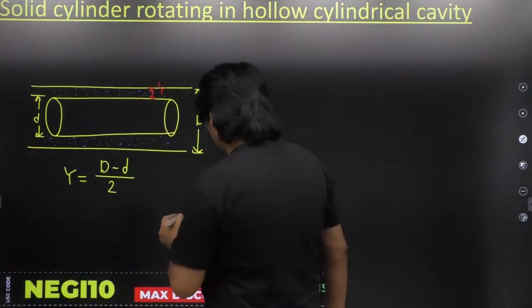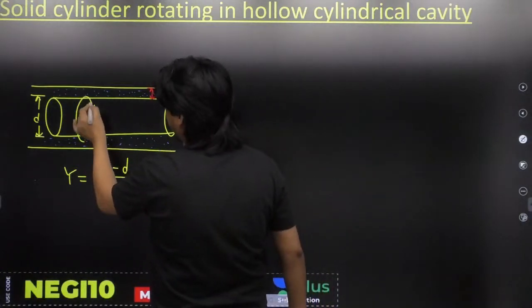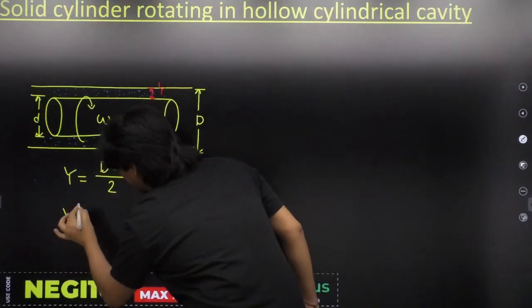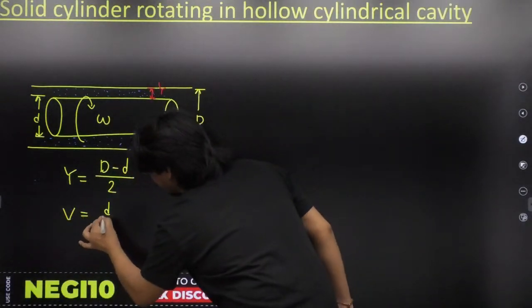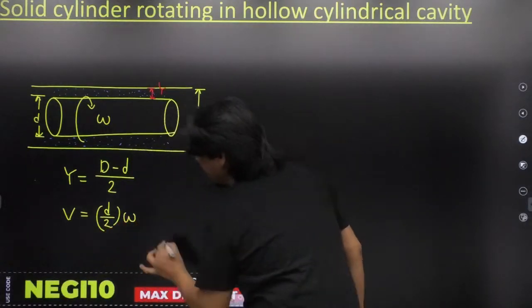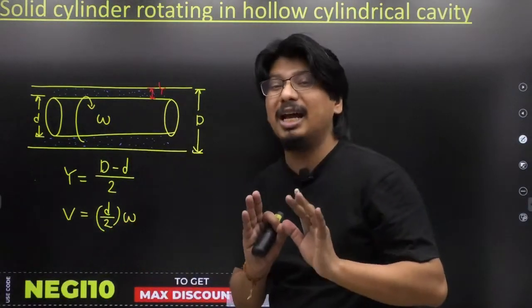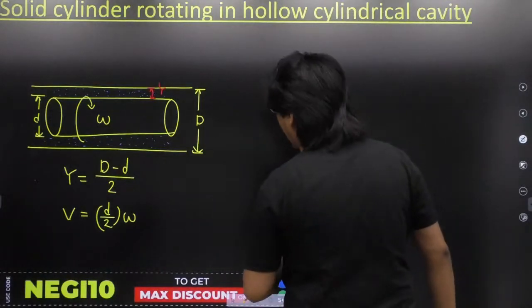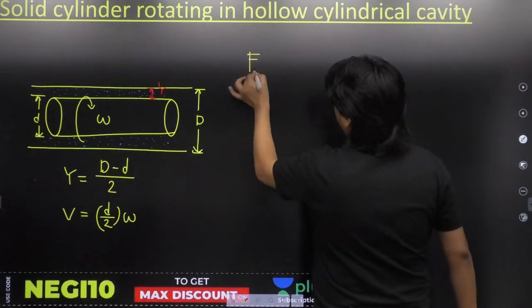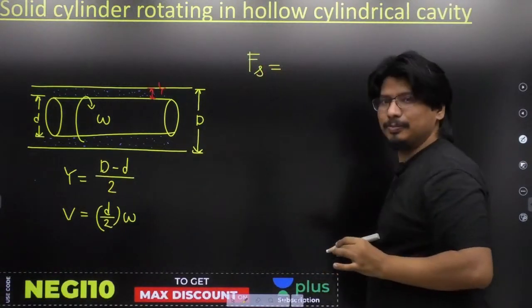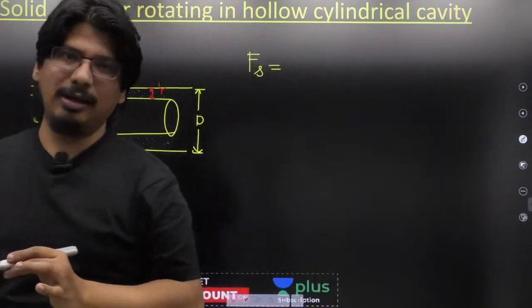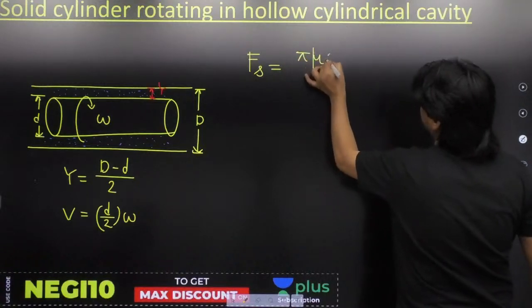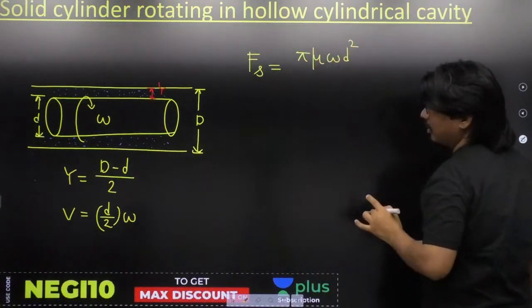Now let us suppose this cylinder is rotating with omega angular velocity. Then what will be the linear velocity? V will be r omega. R is how much? D by 2 omega. Now here I have derived a number of things for you people. Are you able to recollect? What was the formula of shear force here? Pi mu omega d square.